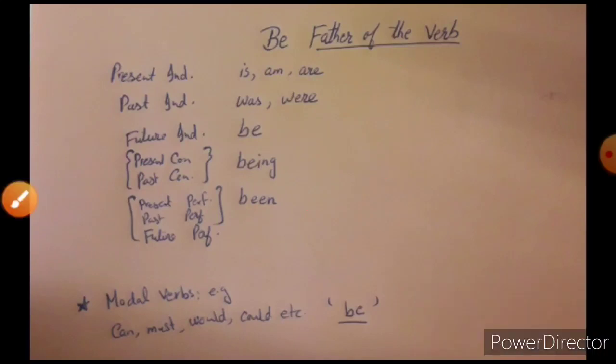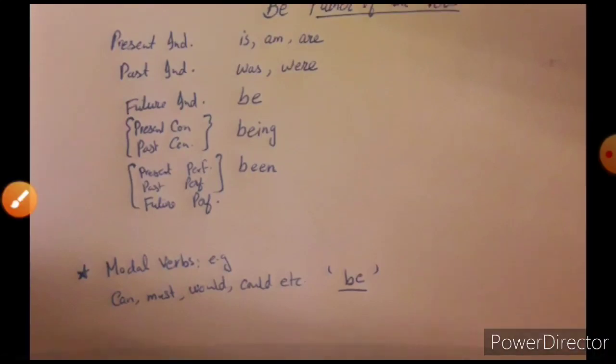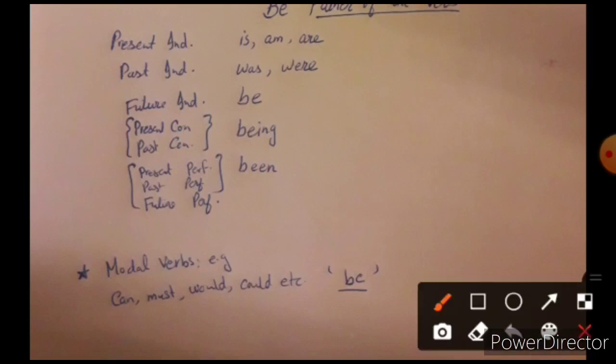So if there is again, then we have the modal verbs, and sometimes in the passive voice the main verb doesn't come, the helping verb, we can use modal verbs instead of it. For example, can, must, would, could, might. So with these modal verbs, whenever they come in a sentence, you're going to use the original form of be with it. Okay, for example, can be, must be, would be, could be. Okay, so here we are.